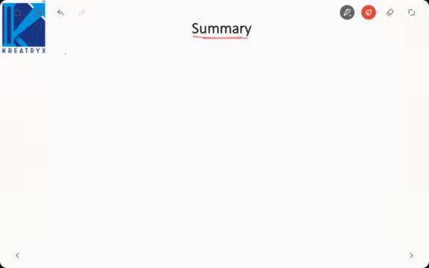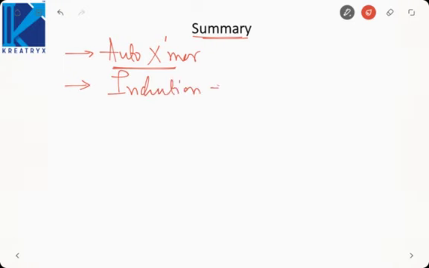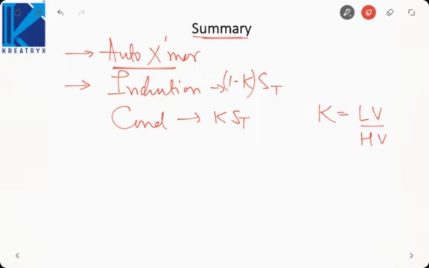Now let us summarize what we have covered in this lecture. We first saw the auto transformer, why it is used and what is the difference. The difference is that the two windings are not isolated, but rather they have some common portion between the two windings. Next, we saw that in an auto transformer, the power is transferred by two methods, induction and conduction. Induction was 1 minus K times total power, and conduction was K times total power, where K is the transformation ratio, low voltage by high voltage.